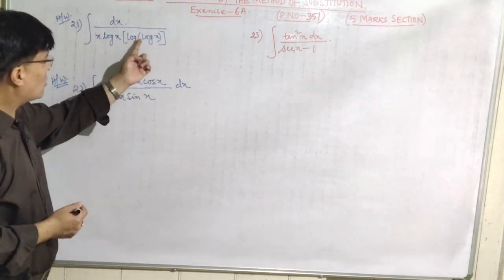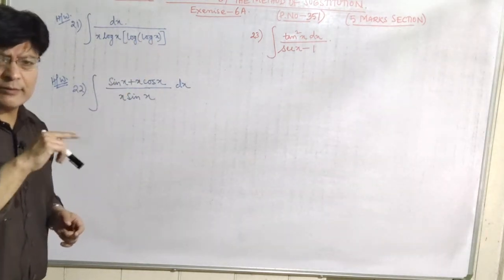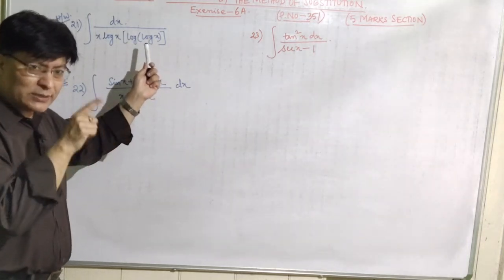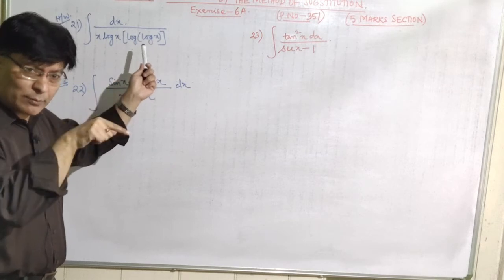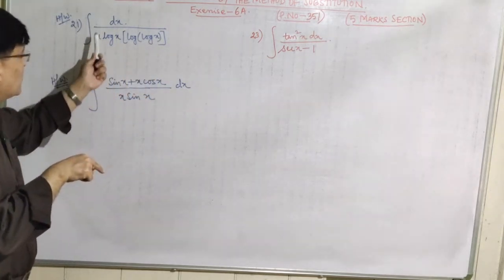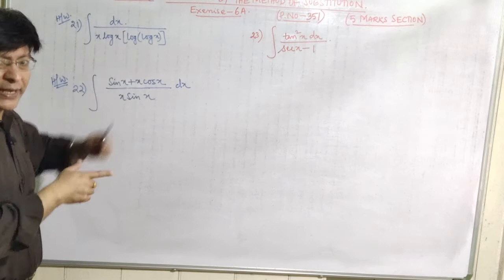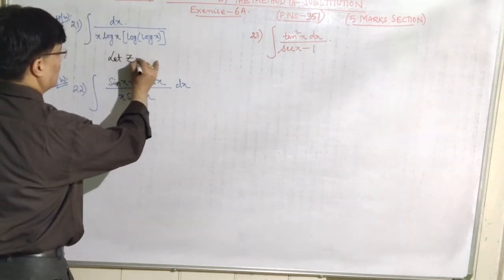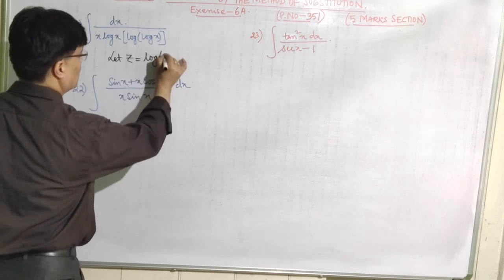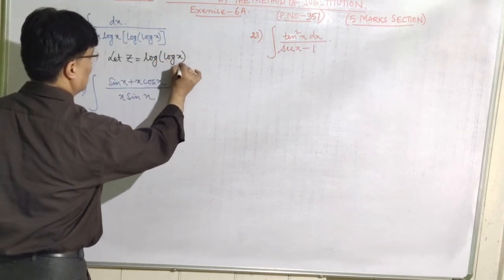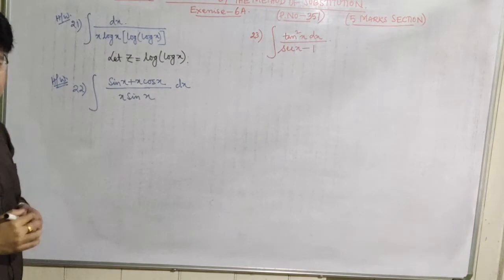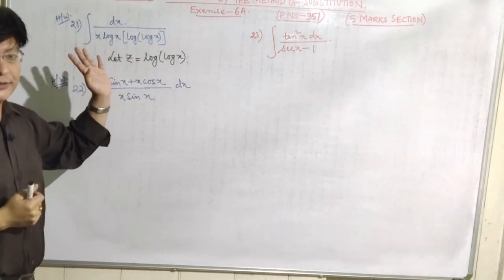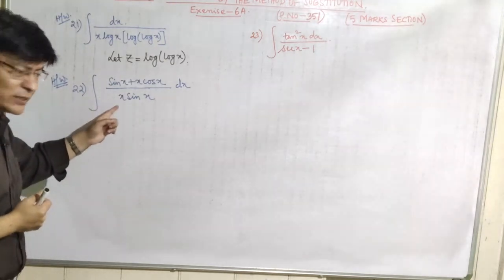If you differentiate log of log x, what is the differentiation of log x? 1 upon x. Again differentiate log x with respect to x, 1 upon x. That is, we're getting 1 upon x log x. So we can assume here, let z is equal to this expression within third bracket, that is log of log x. Is that clear? So if you differentiate it, you will get 1 upon x log x. Okay. So here also you can do it.